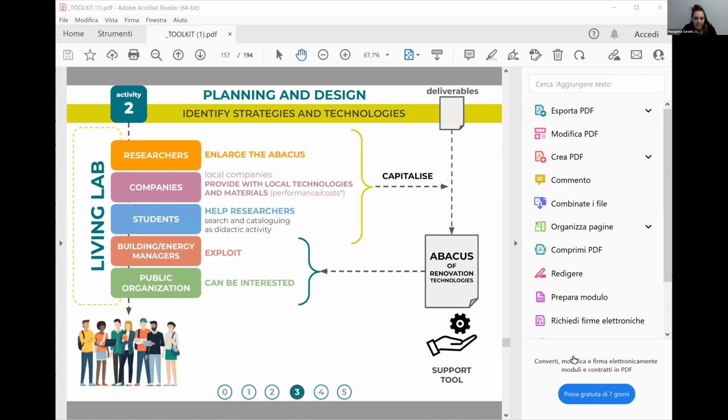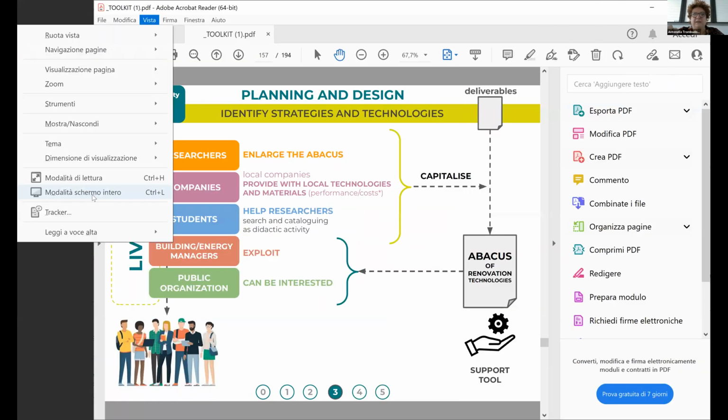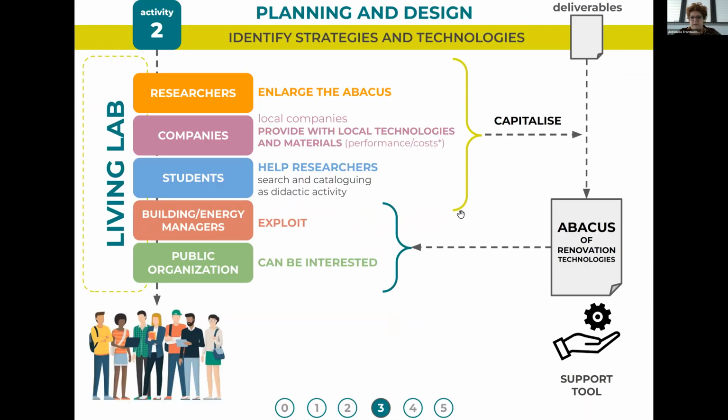Yes, yes. We were presenting the third step of the toolkit framework structure, the planning and design step. Are you going to continue? Oh, okay, thank you. So you are sharing your screen. We can see it now. Thank you. Okay. Yes.